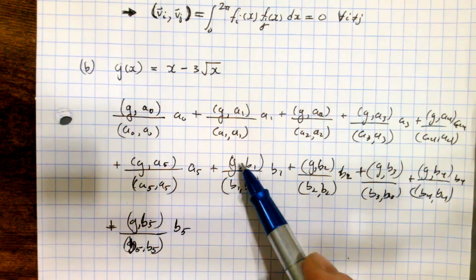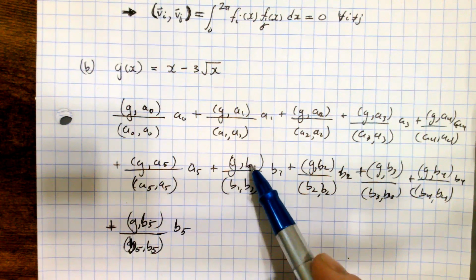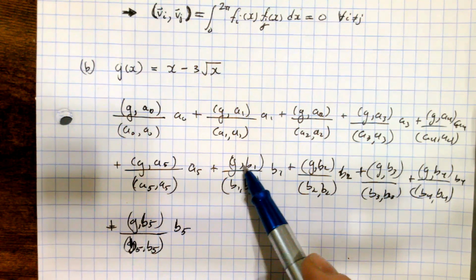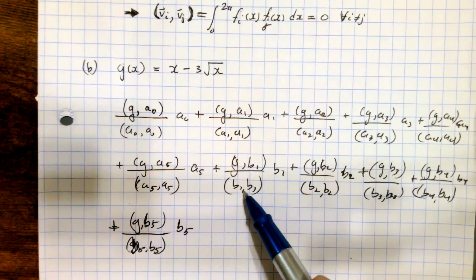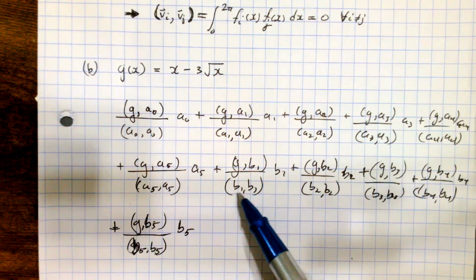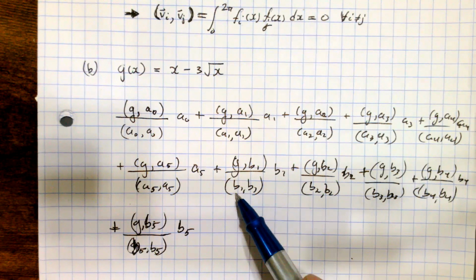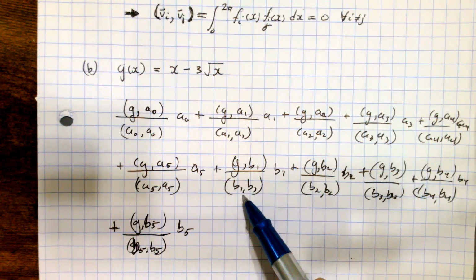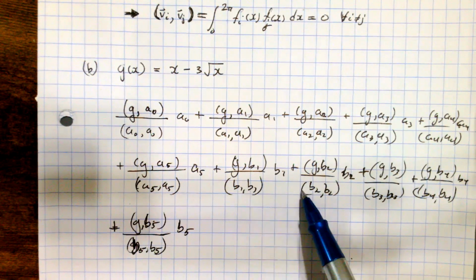integrals. We have to compute g of x times the sine of x over the interval from 0 to 2 pi. That's this integral, and then we're going to divide it by the norm, or the length, or the magnitude, if you will, of b1, which is the integral of sine of x times sine of x, so sine of x squared over the interval. And so we're going to do that for each of these terms.